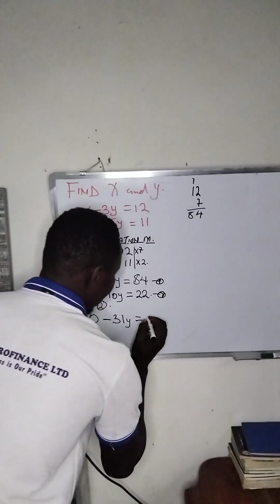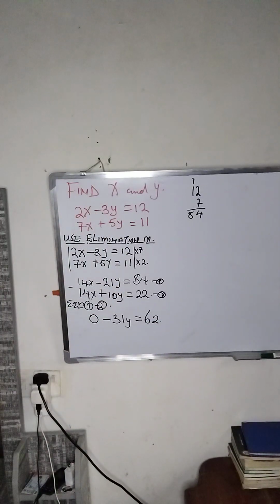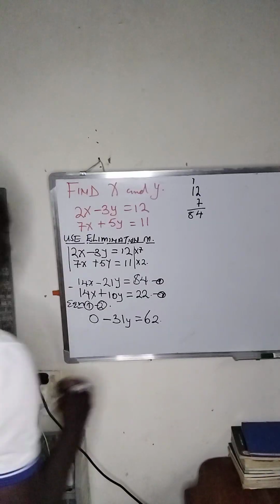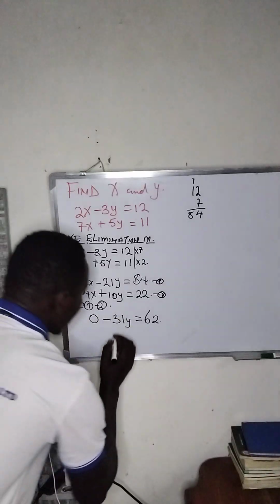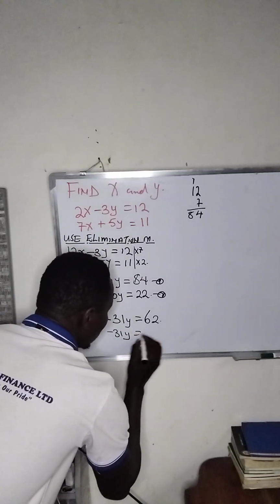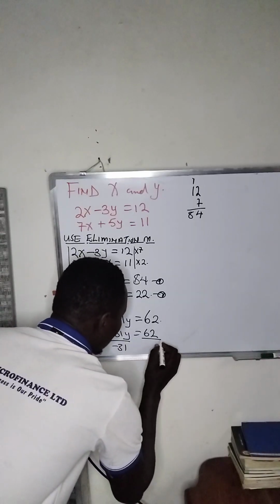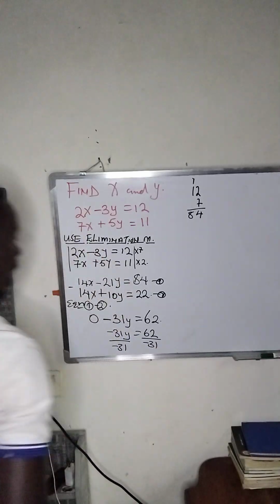62. Are you seeing that one? This is 62. That is the way we can answer that one. Now, we need the value of y, which means we have minus 31y is equal to 62, all over minus 31, all over minus 31.